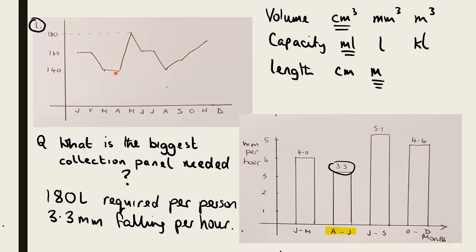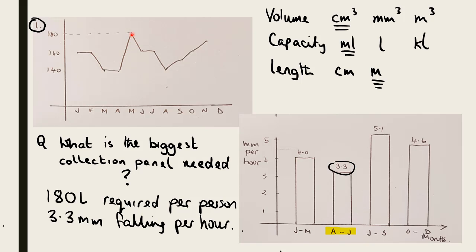This is how much they need to drink and shower and clean. This is how much rain is falling on the town in any given month. So here we've got January, February, March, then we've got April, May, June, July, August, September, October, November, December. And I've already got marked here.